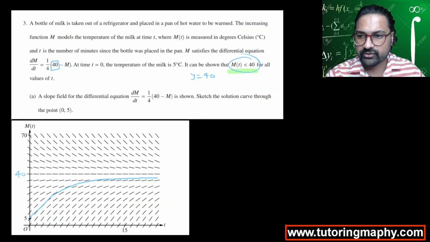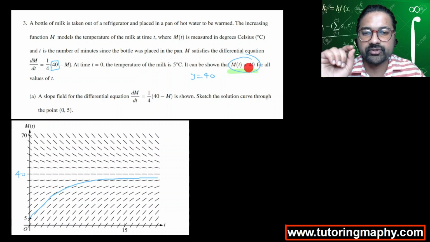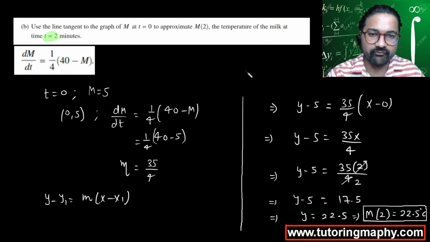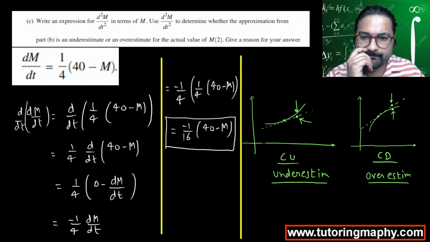I'm just going to go back to the initial information of the question. I've already highlighted that the value of m is always less than 40. If it is always less than 40, can we say that this guy is always positive? 1 over 16 is positive. Positive times positive is positive. And this negative is going to make everything negative. So can we write an expression? By the way, this is the expression first. I'm going to box it up.